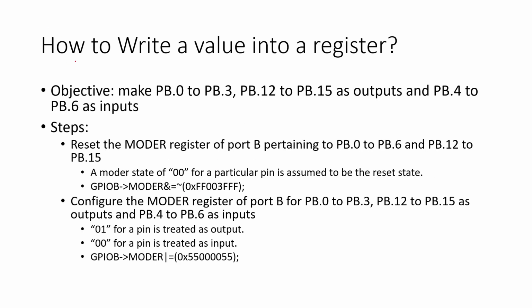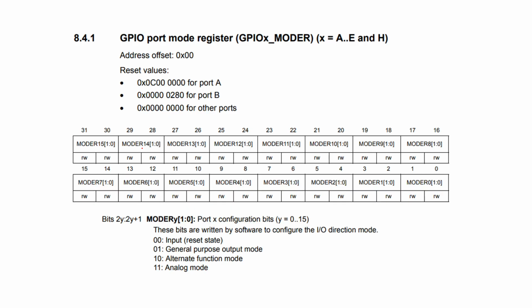Coming to our objective, as mentioned in the previous slides, we need to make PB0 to PB3 as outputs and PB4 to PB6 as inputs, because by default we are assuming we are taking the rows of the keypad matrix as output and the columns as input. So whenever someone presses a button, we'll be reading through the columns, and on the rows we'll be placing some information that we'll discuss in the further part of the video. And PB12 to PB15 is the place where we are connecting the 4 LEDs, so those also need to be programmed as outputs.